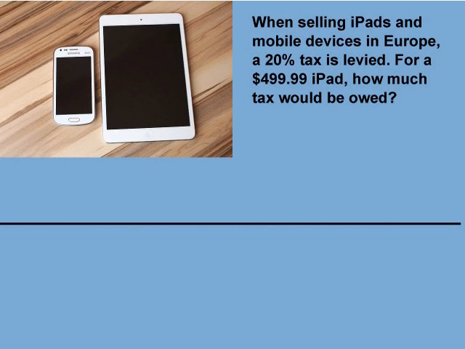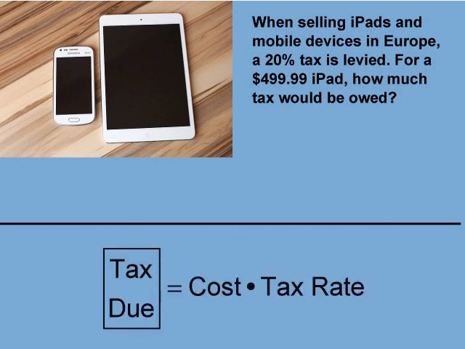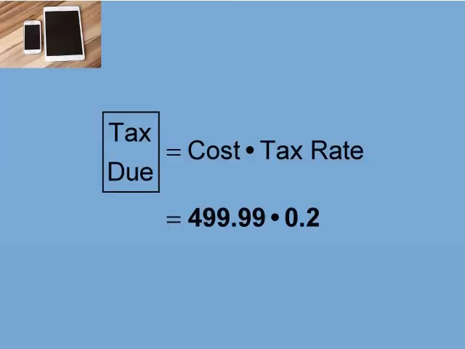To calculate the tax, use this formula. The cost is the pre-tax rate of the item. The tax rate is usually written as a decimal. Let's plug in the values into the formula. The cost is $499.99 and is shown here. The VAT tax is 20% and is written as a decimal here.